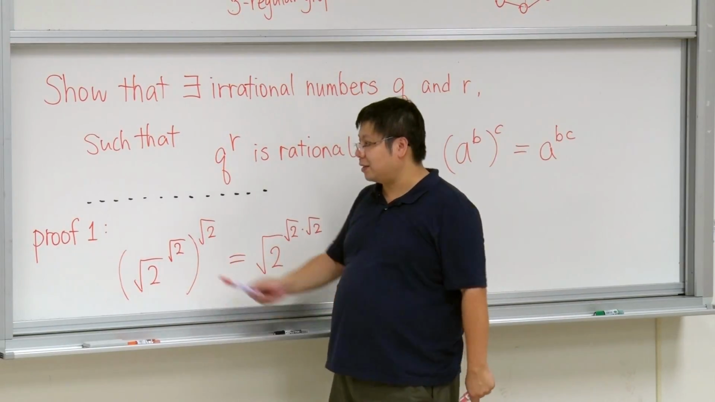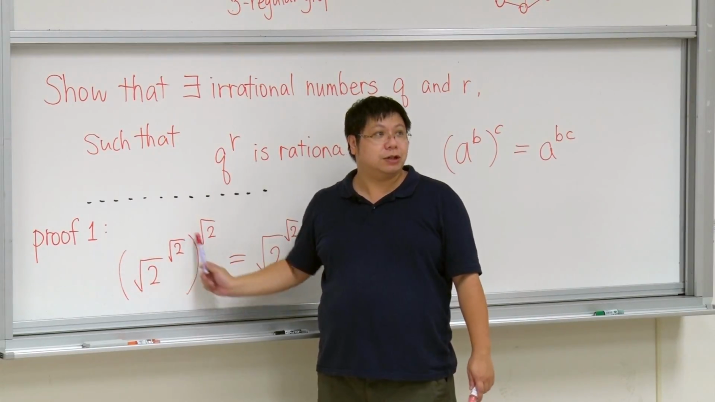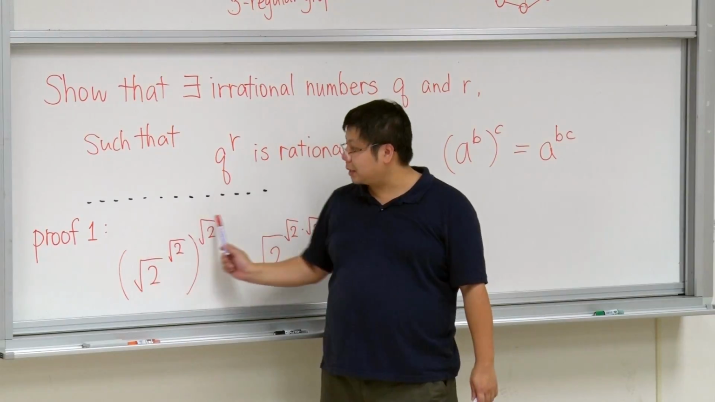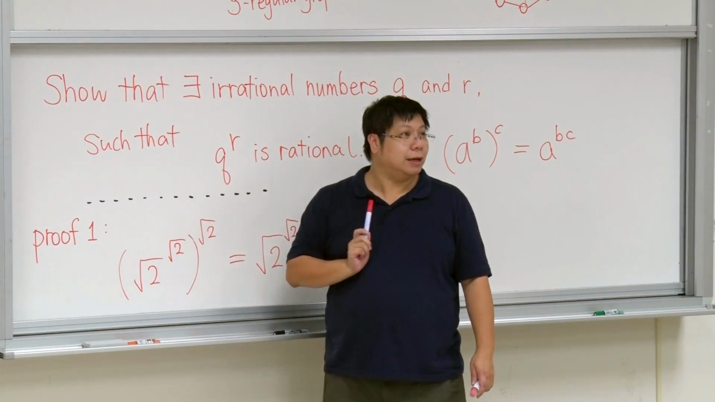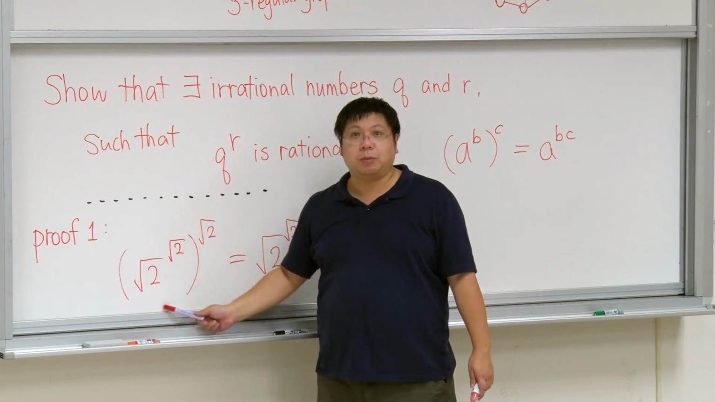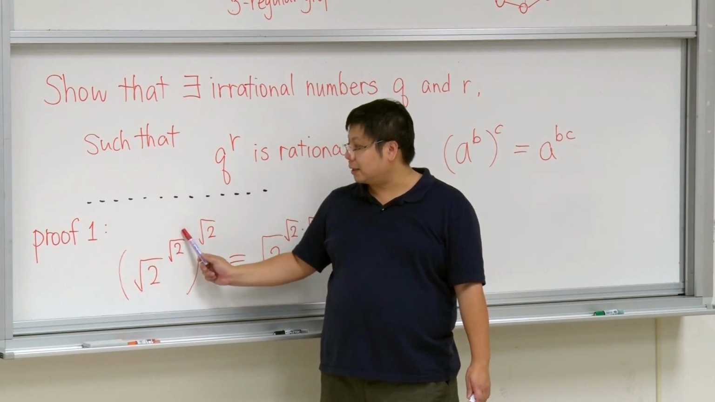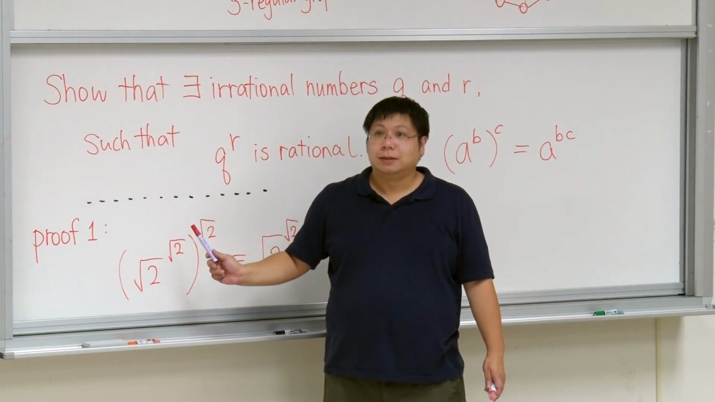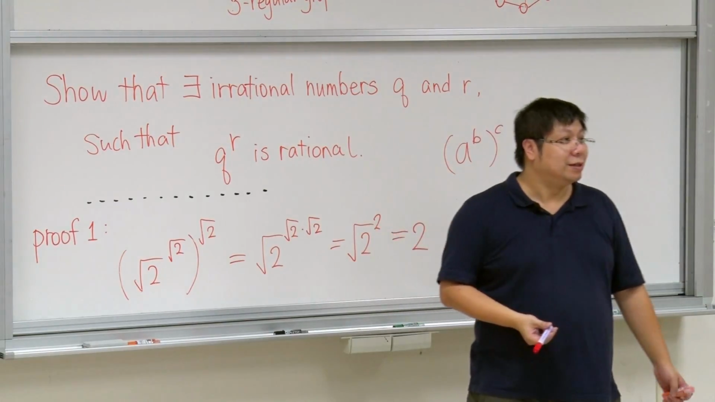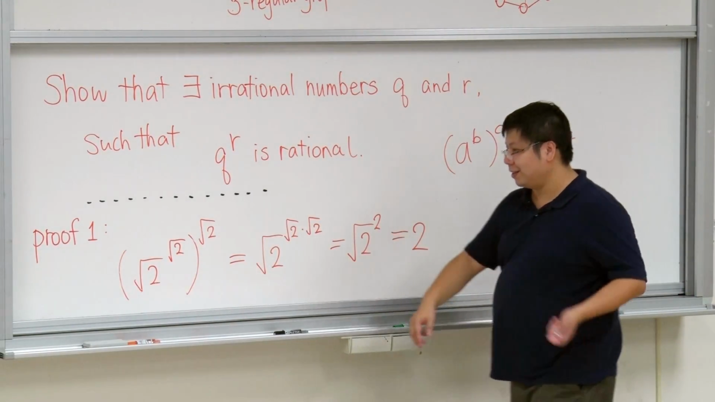Okay, once again, there are two cases. Case 1, this is irrational. If this is irrational, we are immediately very happy. We set this as Q, we set this part as R. On the other hand, if this is rational, then we will set square root 2 as Q, and then set this square root 2 as R. Then we will still have irrational to irrational equals rational. Let me write this down more clearly.